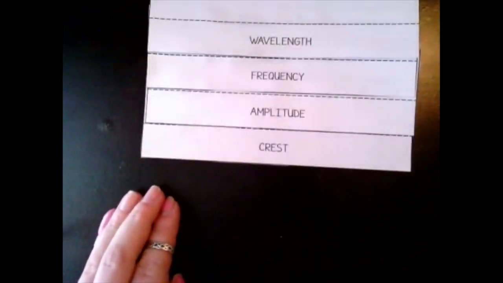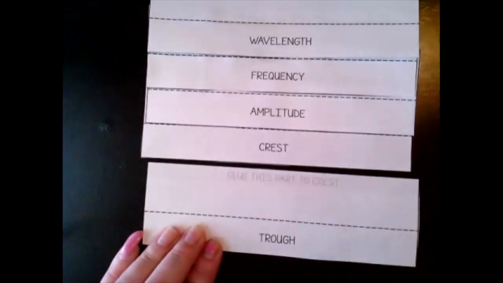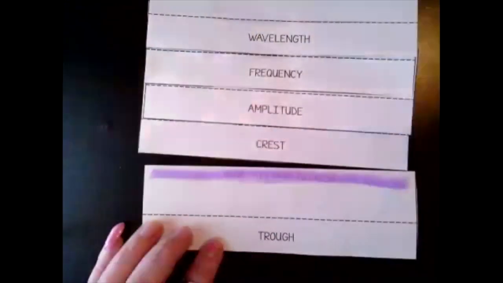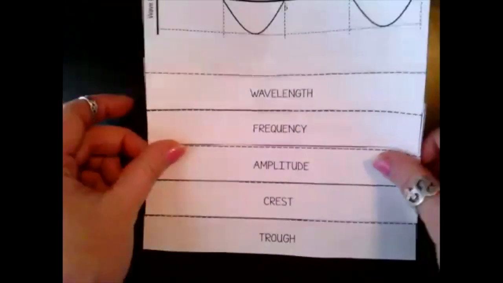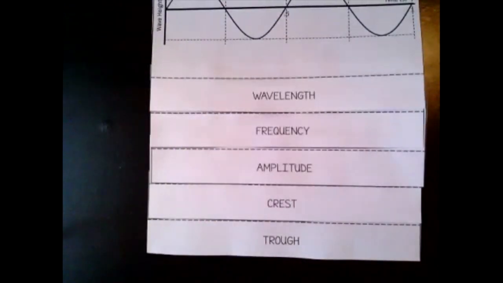And moving to the last little bit, which is trough. It says glue this part to crest. Applying glue here, lining it up. My glue walls. I'm lost. Pressing it down, and hoping you've done it right. It's there. I'm confused.